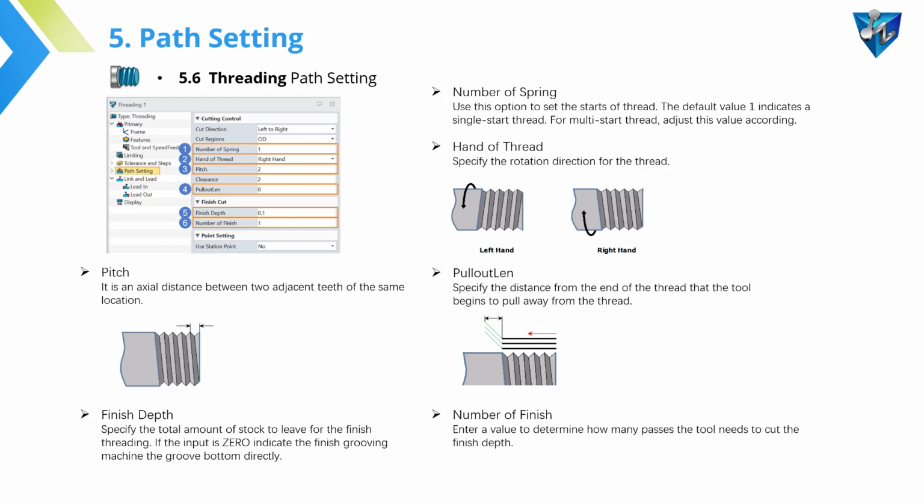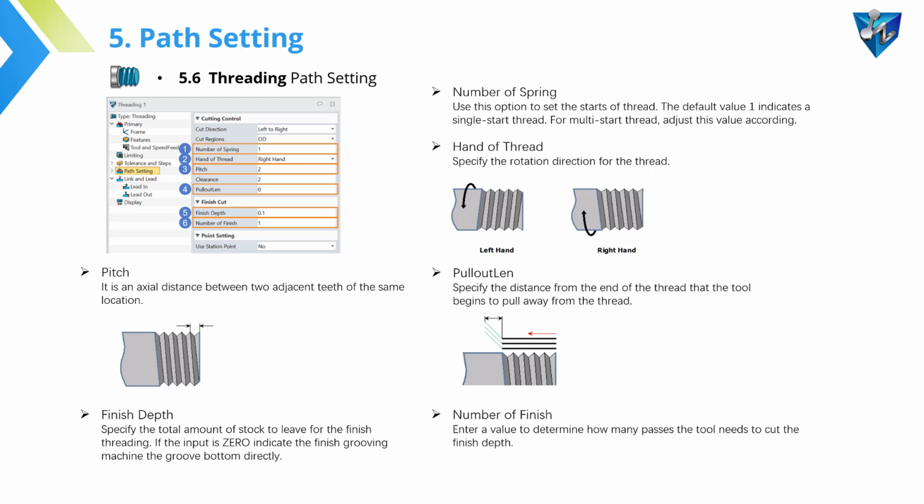Pull-out lens specifies how far the tool should move away from the end of the thread before retracting. Finish depth indicates the total amount of material left on the surface for finishing the threading. If you enter a value of 0, it means the groove bottom is machined directly.